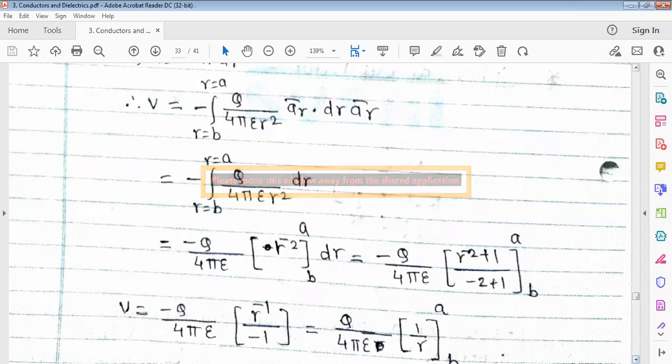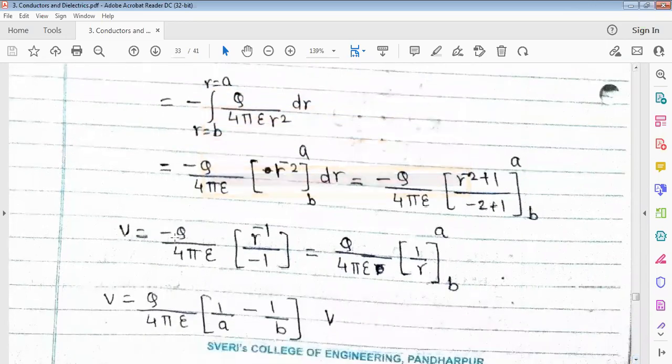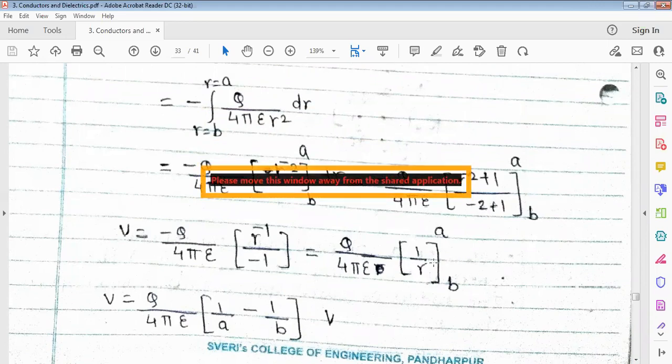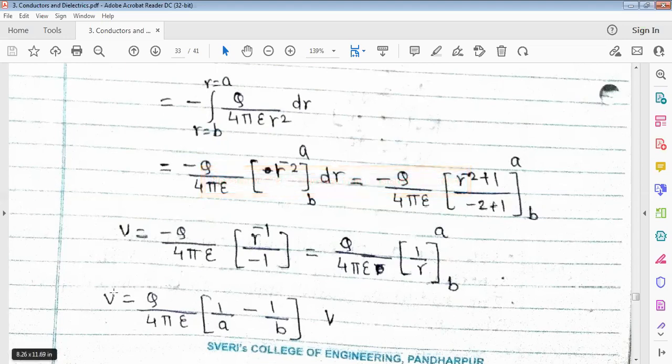So just to solve this, it is minus q upon 4 pi epsilon 0 times r raised to minus 1 divided by minus 1, that is minus 1 divided by r, from a to b, and minus minus will become plus. So it is q upon 4 pi epsilon 0 times 1 divided by r from a to b. Put the upper and lower limits: q upon 4 pi epsilon 0 times 1 upon a minus 1 upon b. Now here we are getting the equation for v.